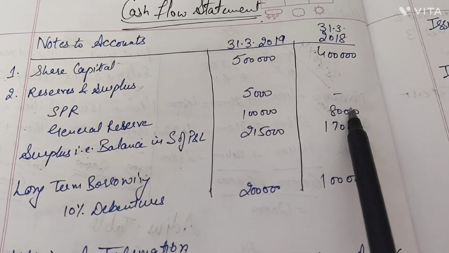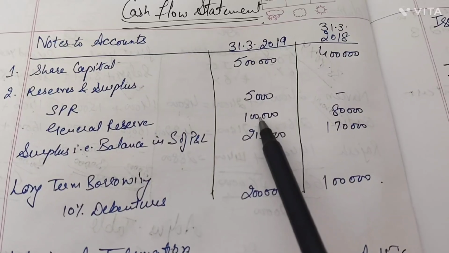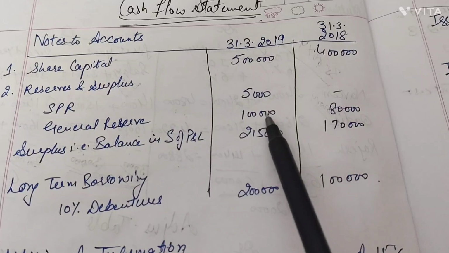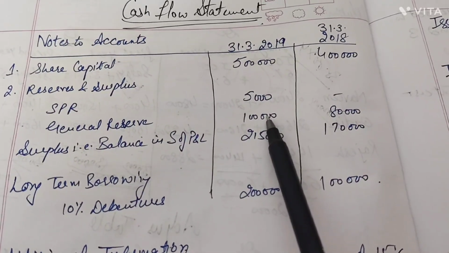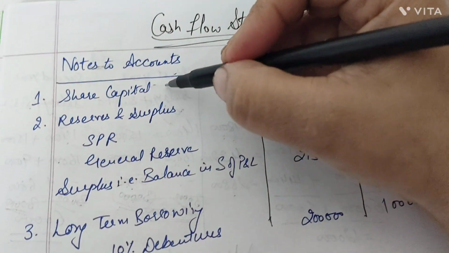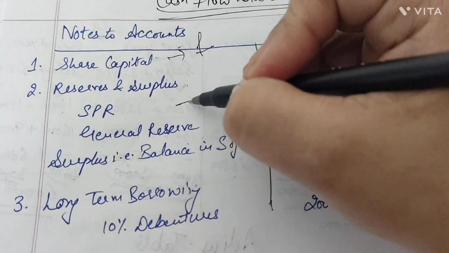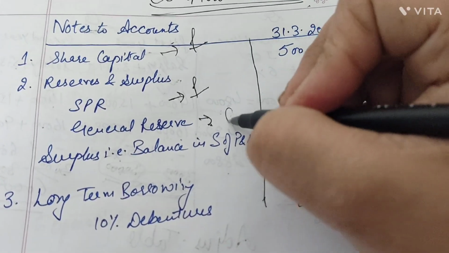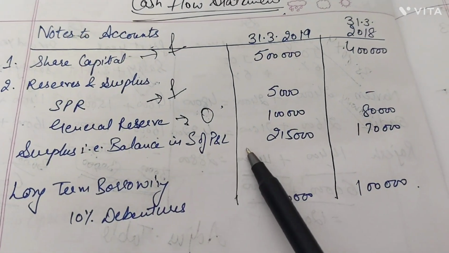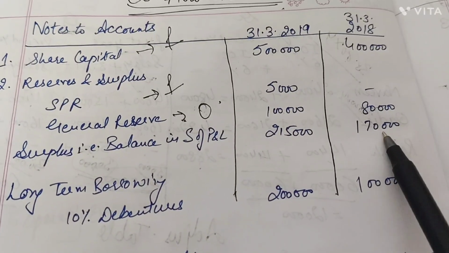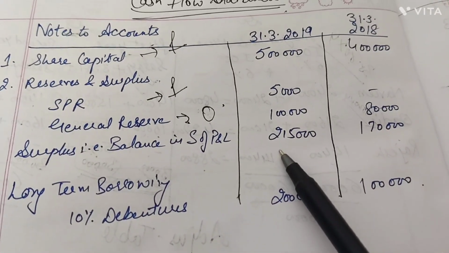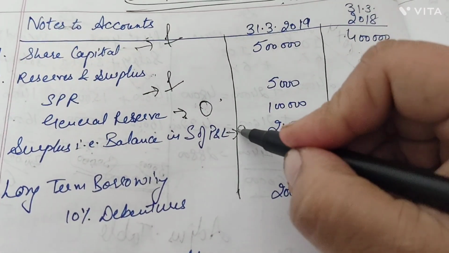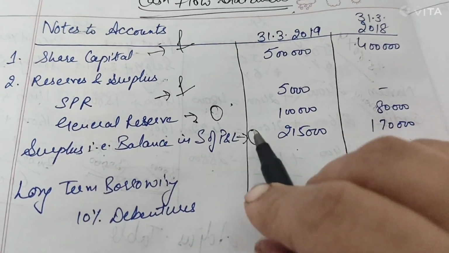General reserve has increased from 80,000 to 1 lakh. That means from the profit and loss account, from our operating profits, 20,000 rupees was transferred to the general reserve. As we used to take, this activity should be considered in financing, and this should also be considered in your operating profit, right? Then the surplus balance in the statement of P&L account has increased from 1,70,000 to 2,14,000. That means there is an increase in profits during the year of 45,000. This should also be taken to your operating profits.